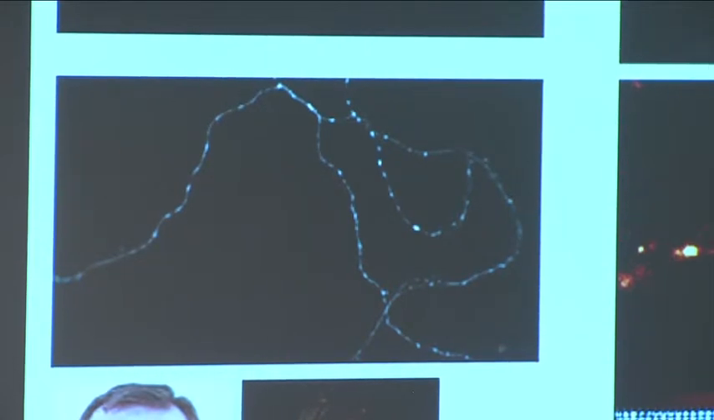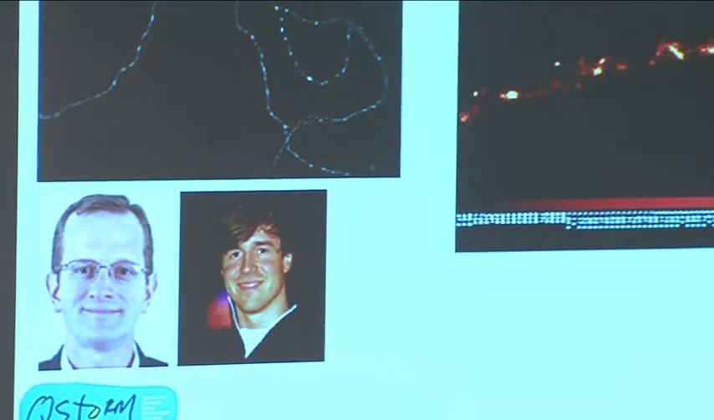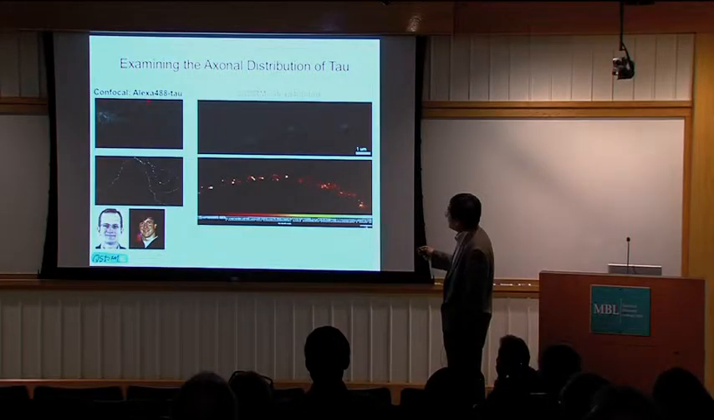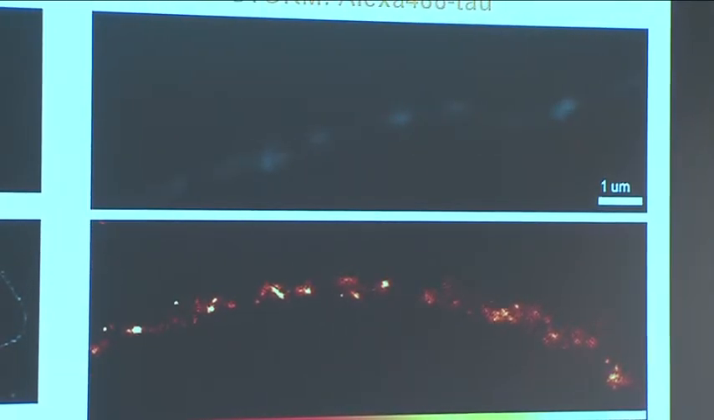So for that, we collaborated with Peter's lab, with the grad student Andrew, who did the work using STORM imaging. In this case, it is Alexa 488 labeled tau. So this is a STORM image of a region within a PC12 cell.